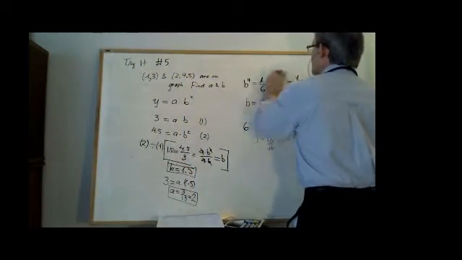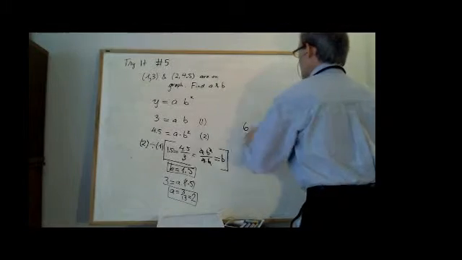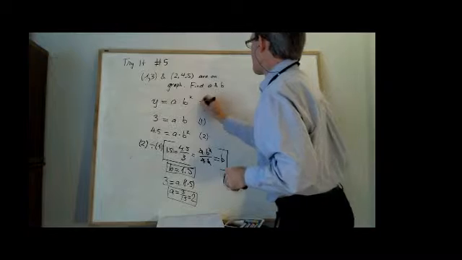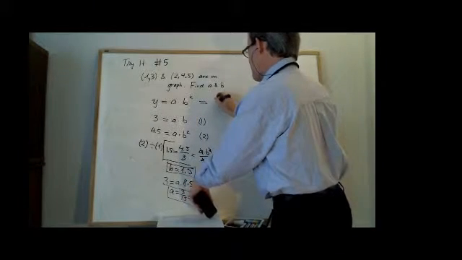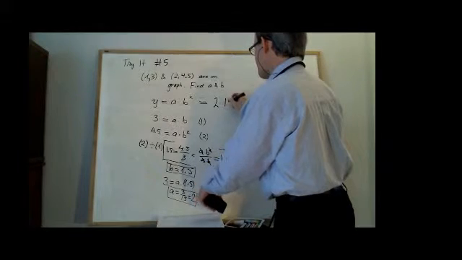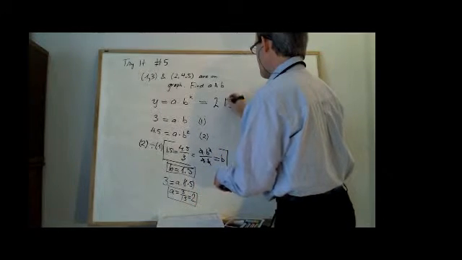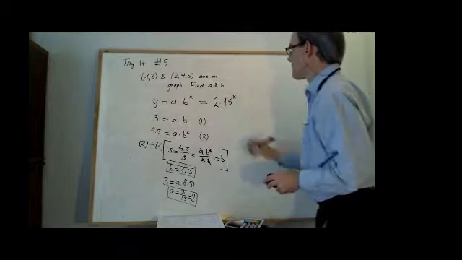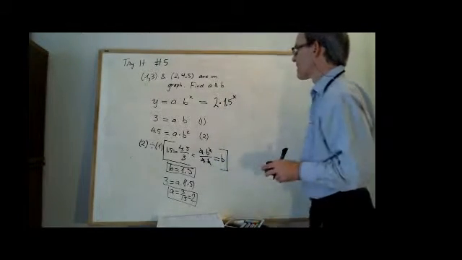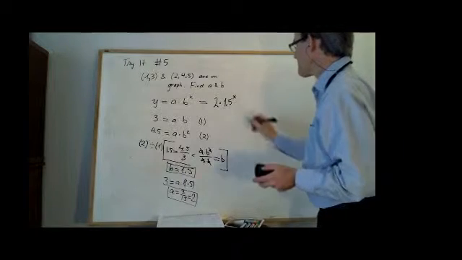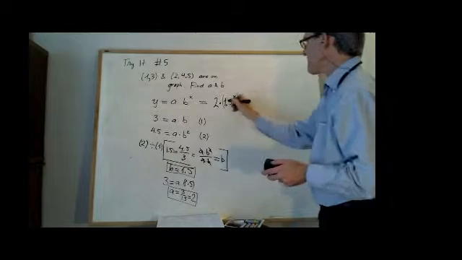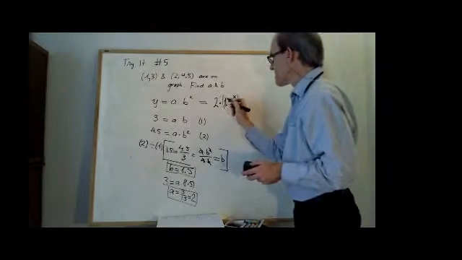So the original function is, therefore, 2 times 1.5 to the power x. This is a decimal, this is a multiplication. You can also be clear by just writing this whole thing out like this. That means do this exponentiation first and then do the multiplication.